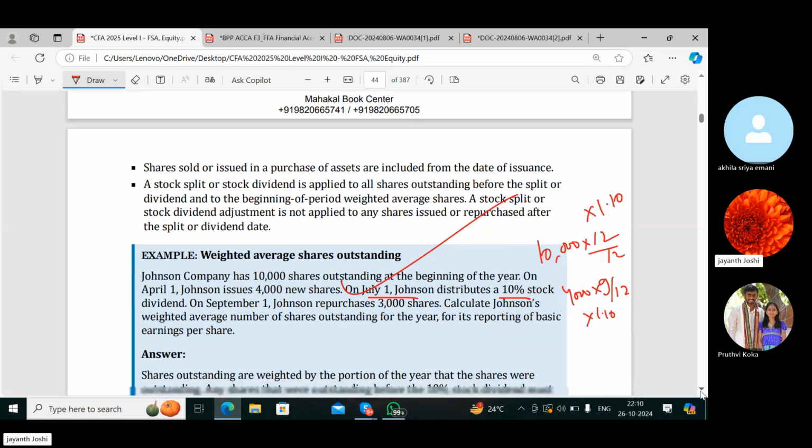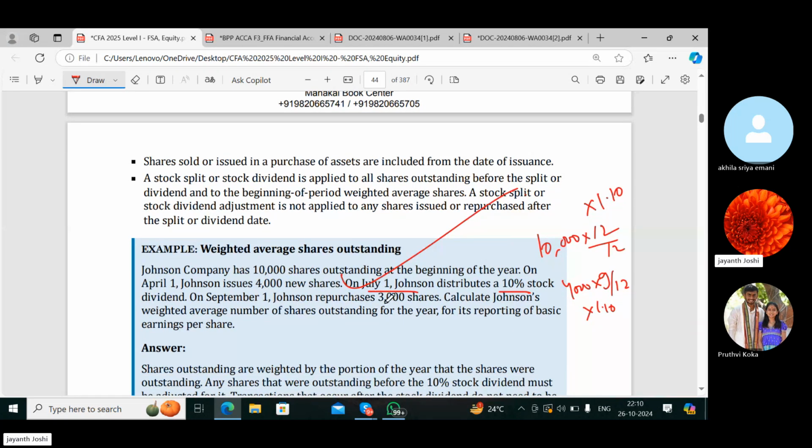And then September 1, Johnson repurchases 3,000 shares. So this 3,000, minus, into September, October, November, December, into 4 by 12, to 1.10. You have to subtract. Okay. So you can see what's the answer coming, Prithvi? Tell me. We will not go down. We'll see from here. For this also you should multiply 1.1, I think.